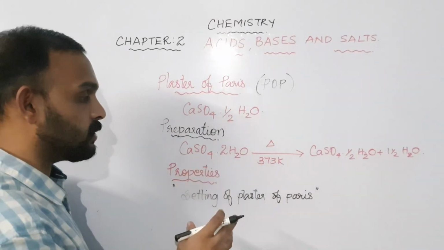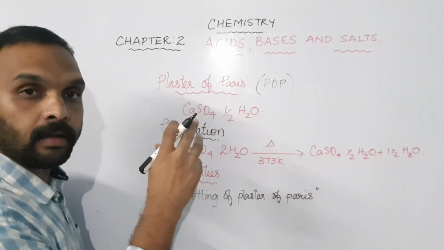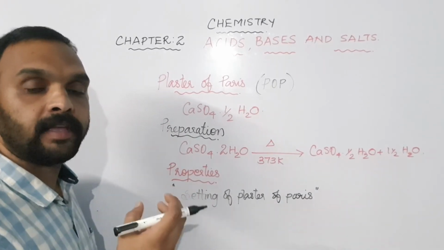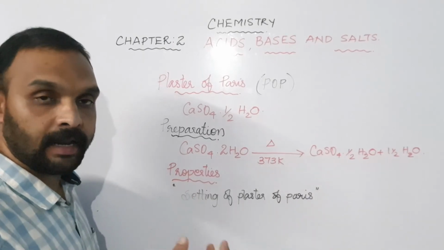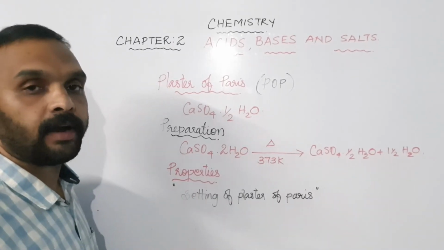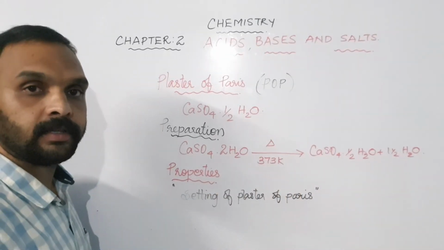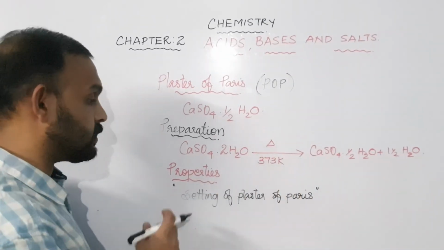Okay, when you mix water with plaster of Paris, it forms a paste, and when this paste is left for some time, it sets into a hard mass, and that process we call the setting of plaster of Paris. Is it clear, my dear students? Now see its uses.